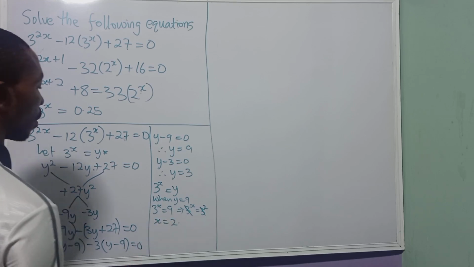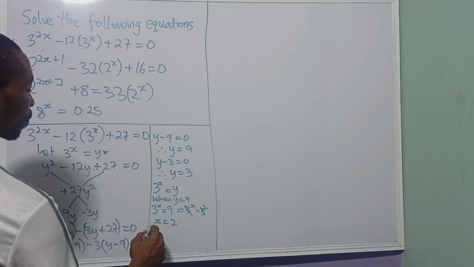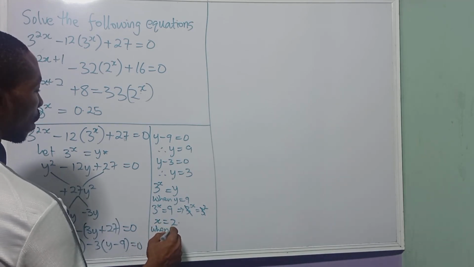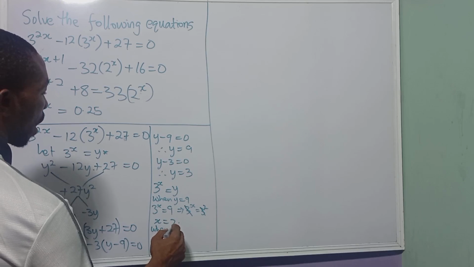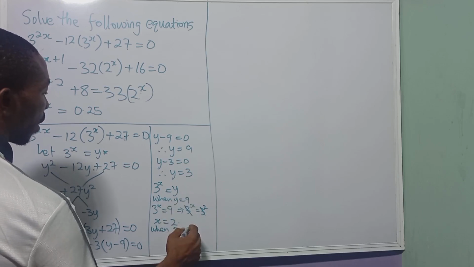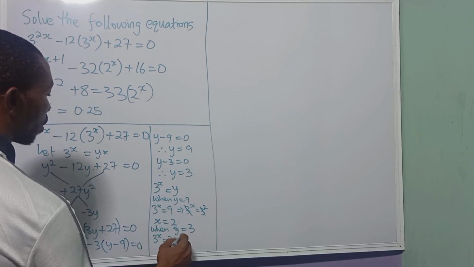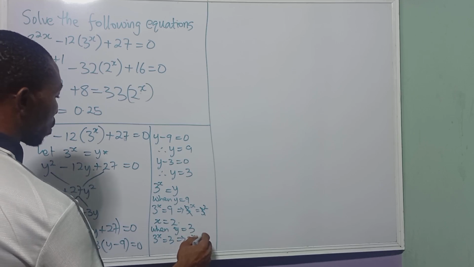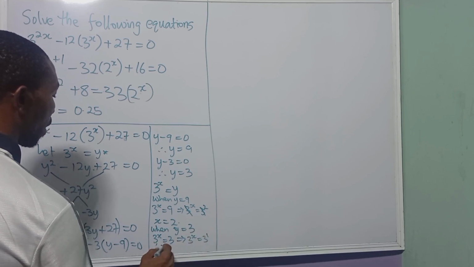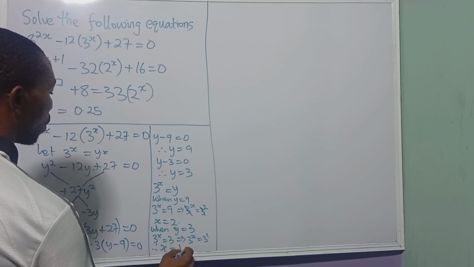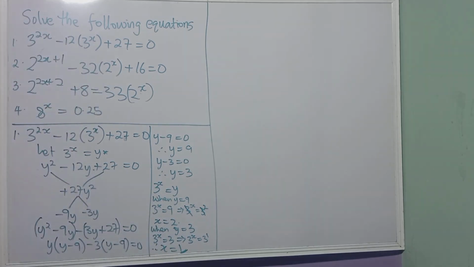Alright, now for the other one, when y equals 3, this becomes 3 raised to x equals 3, which gives us 3 raised to x equals 3 raised to 1. So therefore, x equals 1. So the values of x would be 1 and 2.